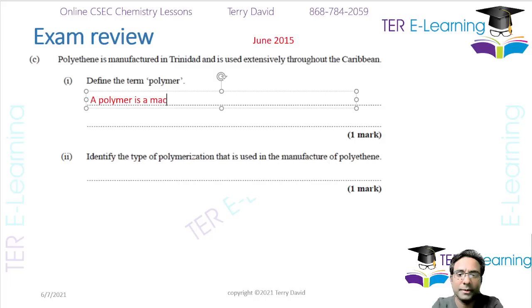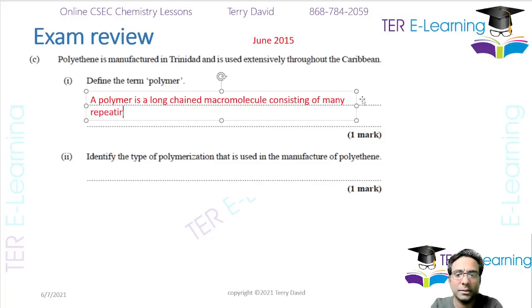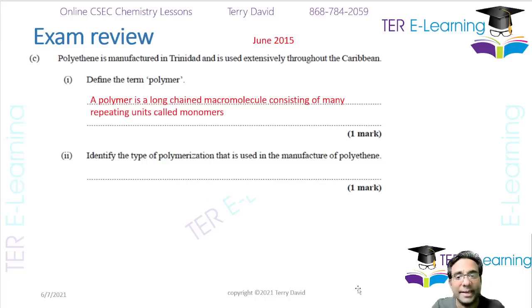is a macromolecule, right, consisting of, polymer is a long chain macromolecule consisting of many repeating units called monomers, right? A simple definition like that will give you full marks in the exam. So make sure you know what a polymer is.